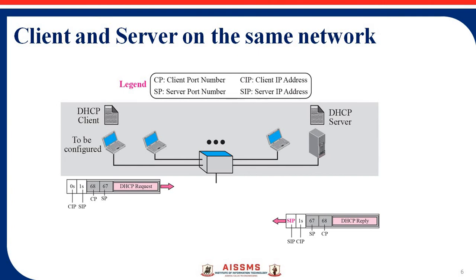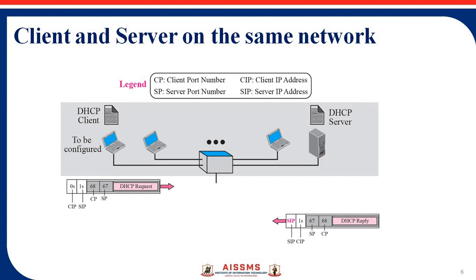Third step, the server responds with either a broadcast or unicast message using UDP source port number 67 and the destination port number 68. The response can be unicast because the server knows the IP address of the client. It also knows the physical address of the client, which means it does not need the services of Address Resolution Protocol for logical to physical address mapping.